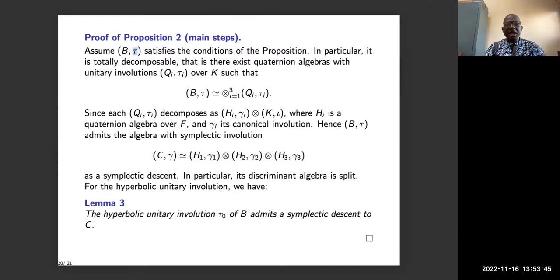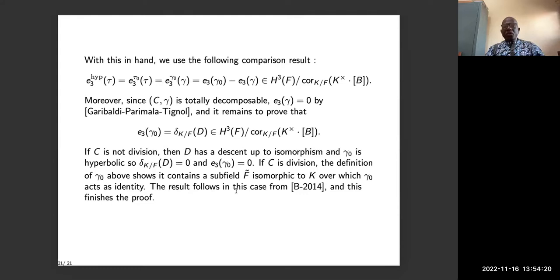And the second step is to show that the hyperbolic involution tau zero always admits a symplectic descent. It is not very trivial, but you can prove that the torsor has also a symplectic descent to the same algebras. Okay. And when we have these two descents, we also have some comparative relation.